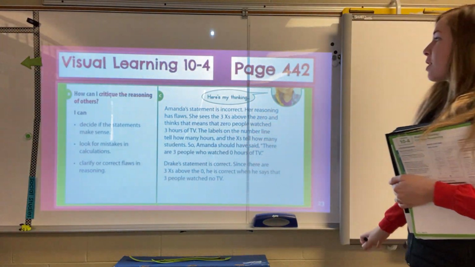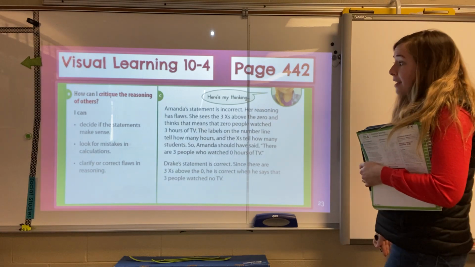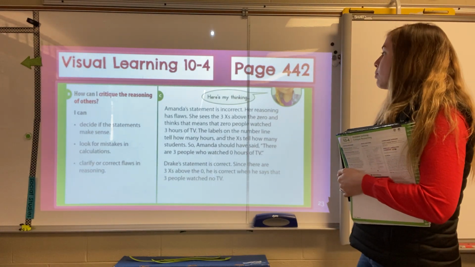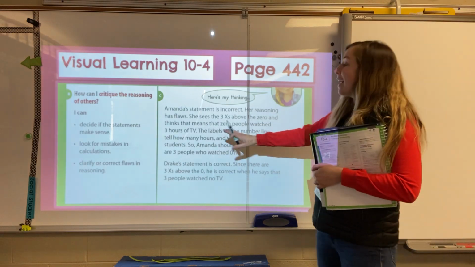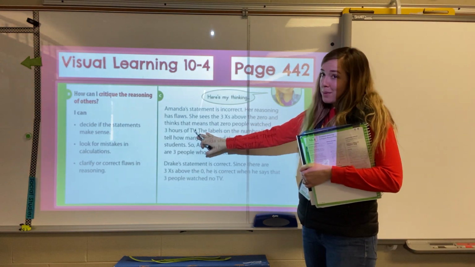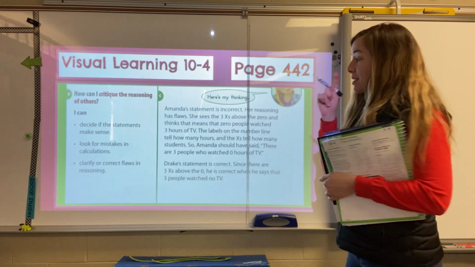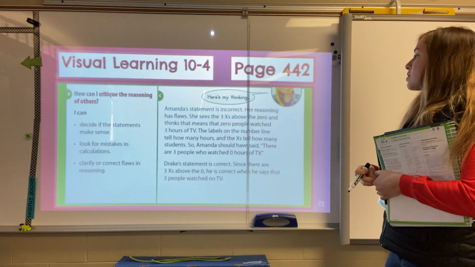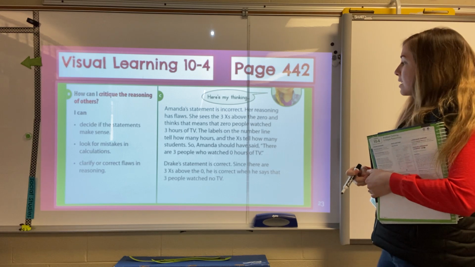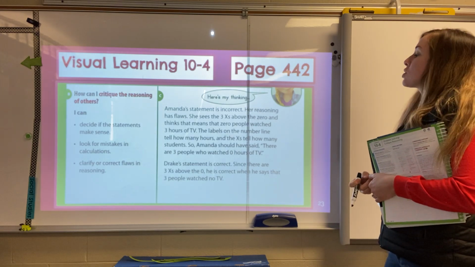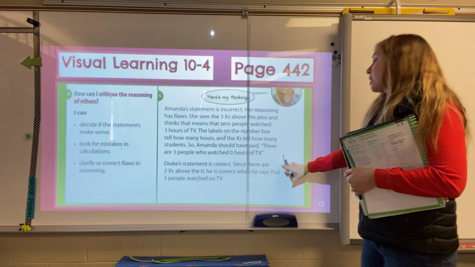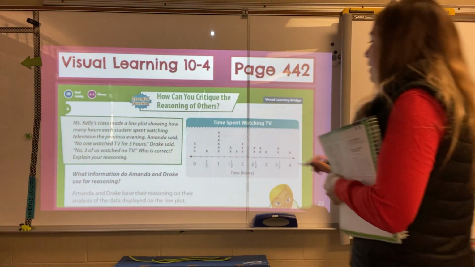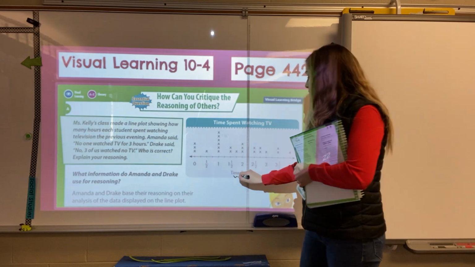Here's my thinking. So Amanda's statement is incorrect. Her reasoning has flaws. She sees the 3 X's above the 0 and thinks that means that 0 people watch 3 hours of TV. Aha, she flipped it. I saw the labels, so as long as you're paying attention to your labels, hopefully this will not happen to you. The labels on the number line tell how many hours, so the X's tell how many students. So Amanda should have said there are 3 people who watch 0 hours of TV. Drake's statement is correct. So if we look back at our line plot right here, this is 0 hours. You've got to just pay attention to your label.